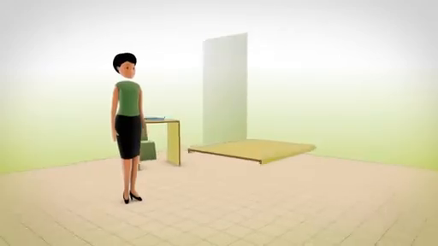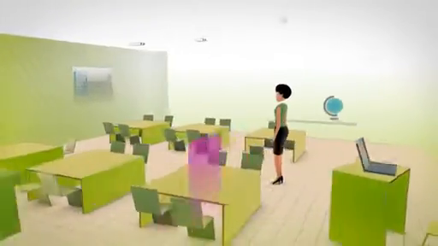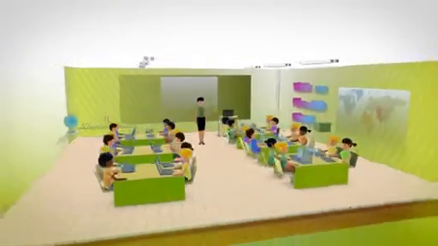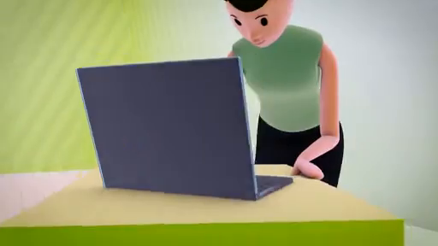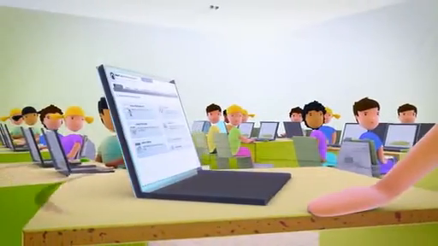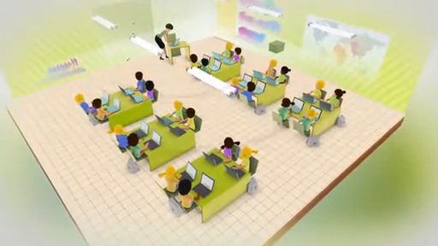This is Miss Williams, a 4th grade teacher. This is Miss Williams' math class, a typical group of curious and aspiring individuals. Miss Williams is using Time to Know's unique digital teaching platform, which empowers her with new ways to reach and teach her students.